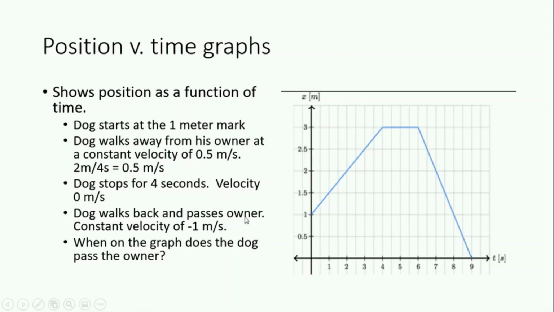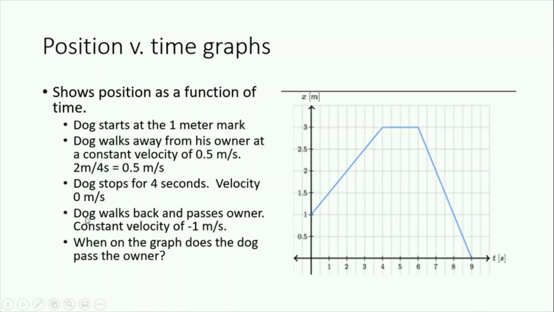The next section we're going to look at is from 4 seconds to 6 seconds. We want to look at what is going on there. So the dog, when he gets to 4 seconds, you'll notice for this time interval, he's just staying at 3 meters. He's not moving. So he is simply just stopped, and his velocity is going to be 0 meters per second.